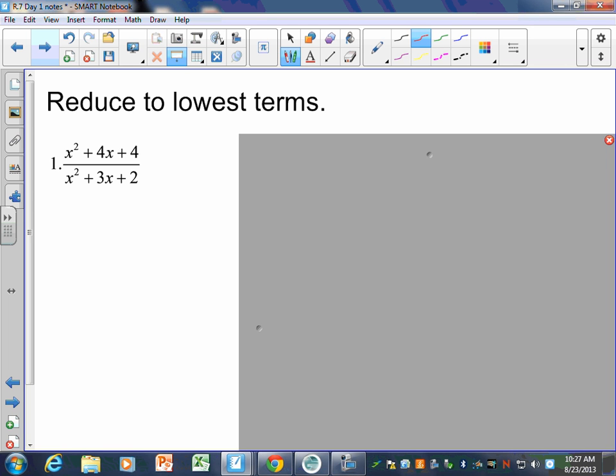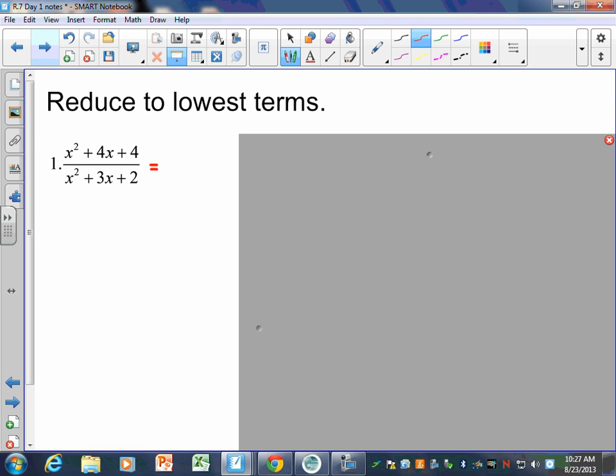Okay, so the first part of your homework today is just going to give you a rational expression and ask you to reduce it. And the big thing that you have to remember is you have to factor first, because right now I can't do anything. I can't cross these x squareds out because there's addition there. I can only cancel out multiplication, so that's why we factor. So that's why the quiz was so important that we just took.